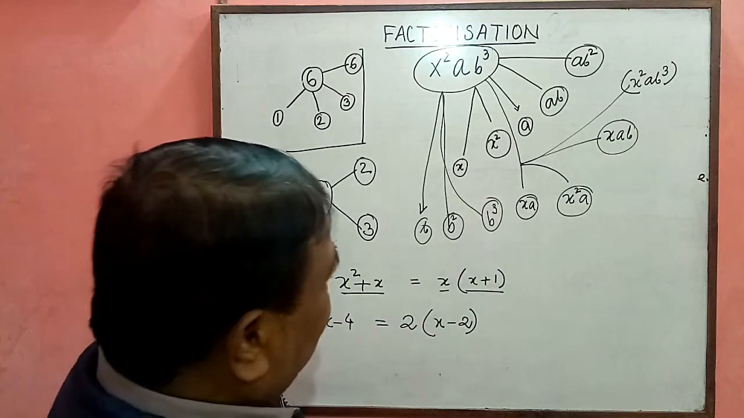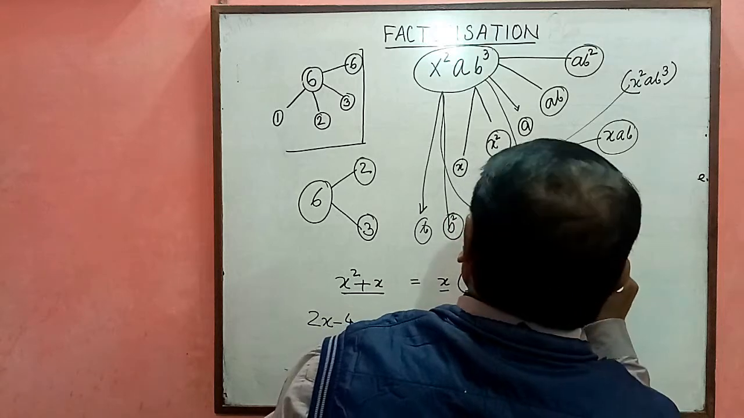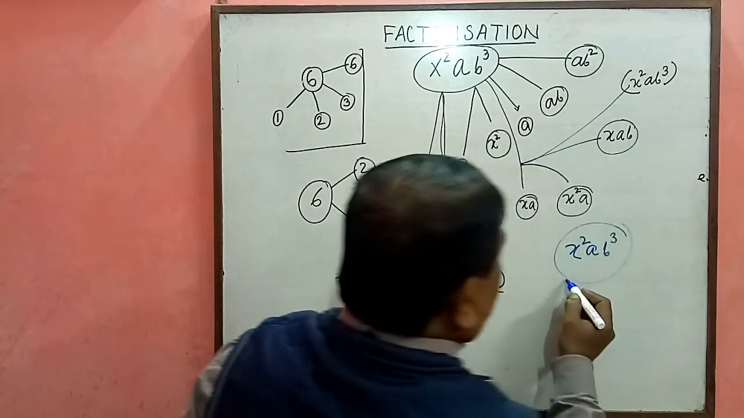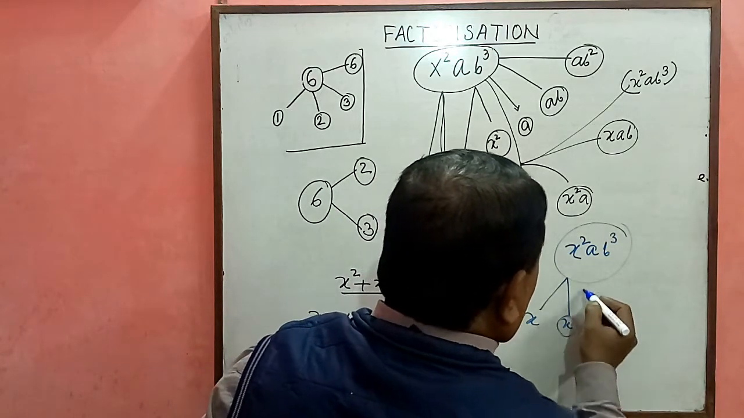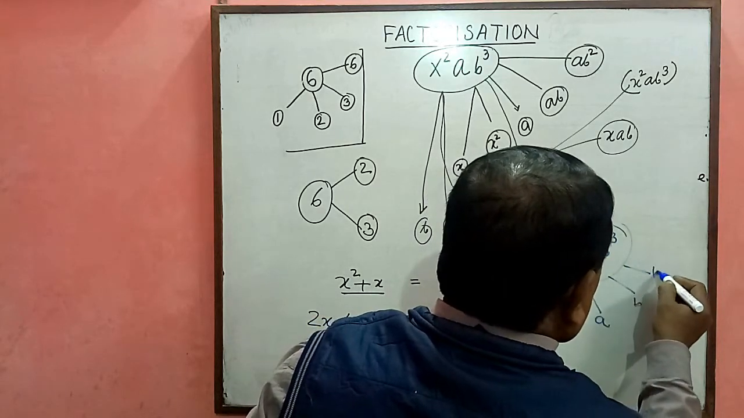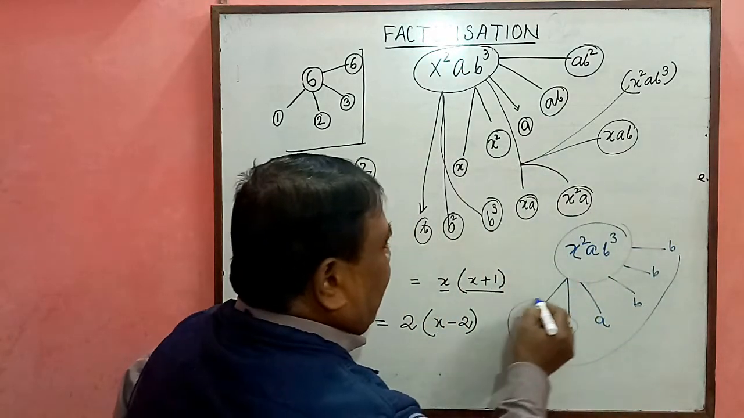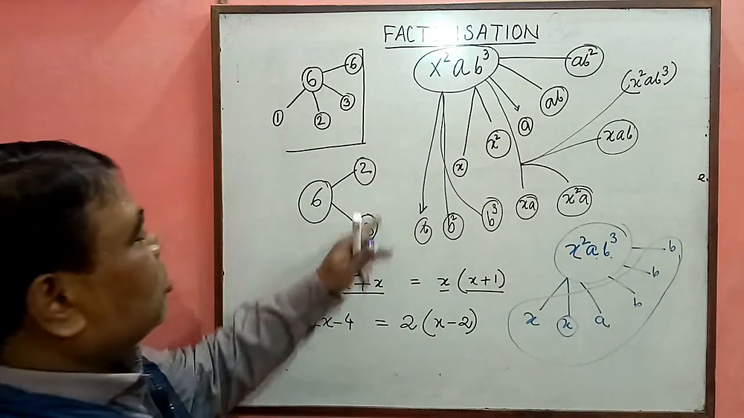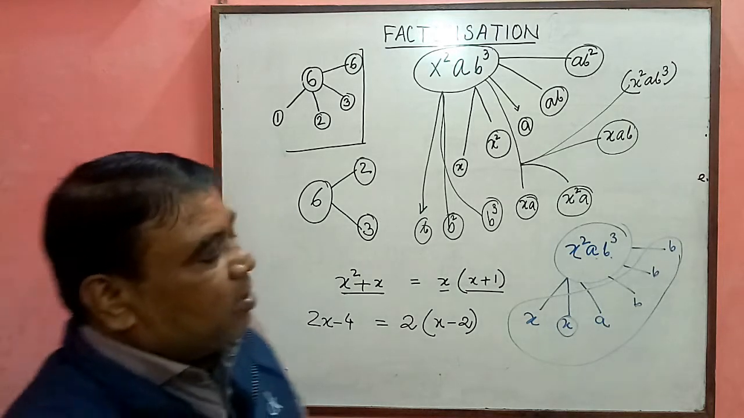But if I go for prime factorization of this algebraic monomial, x square a b cube, then here I have to write x, this is also x, this is your a, this is b, this is b, this is b, this way. And the product of this will be x square a b cube. Like here, 2 into 3 is 6. This way, we have factors.